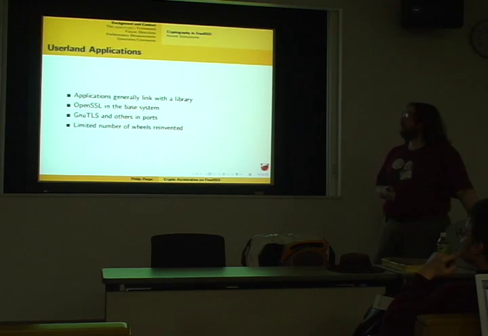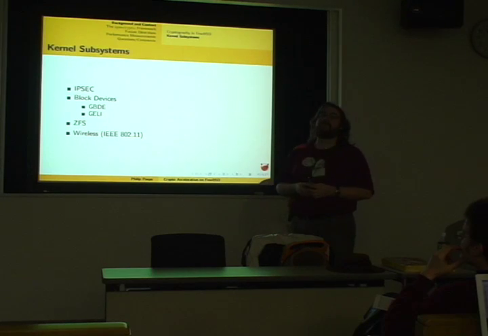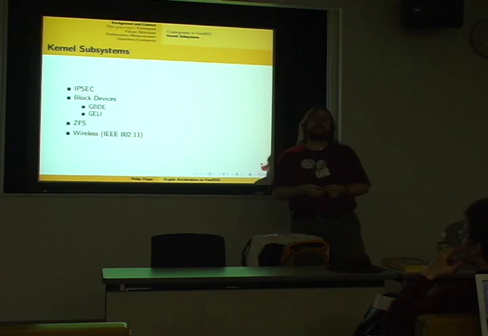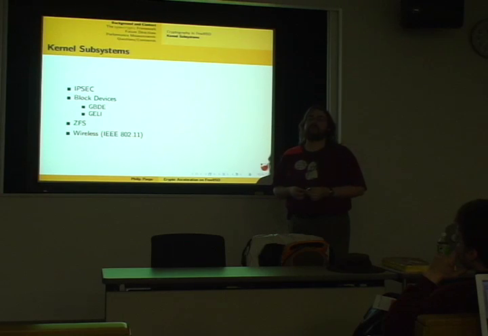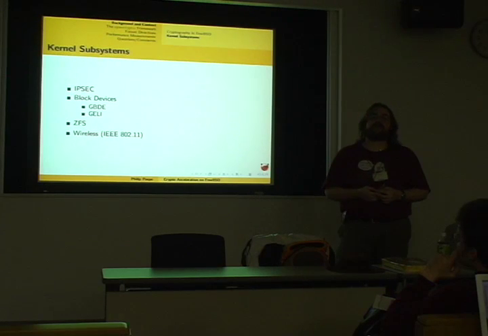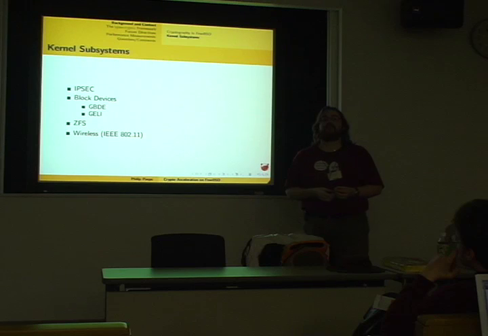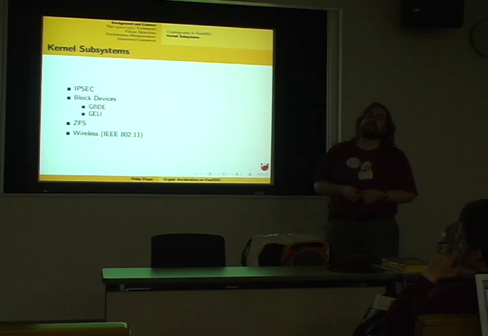In the kernel, however, we've got a number of subsystems using cryptography, the main one being IPsec, which is very performance critical. And we've also got some block devices like GBDE and GELI, and recently we've also got ZFS. All these things want cryptography, and up to rather recently they were all reinventing their own cryptography, which led to a lot of code duplication and other problems which we didn't really want.